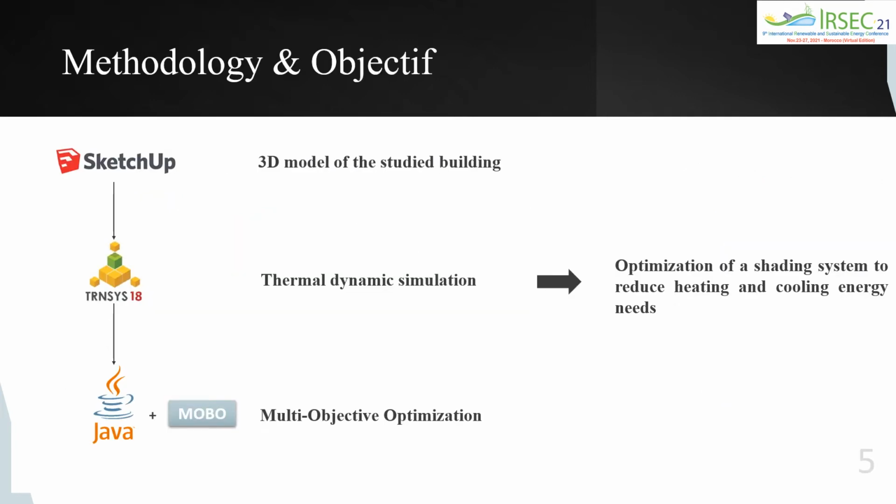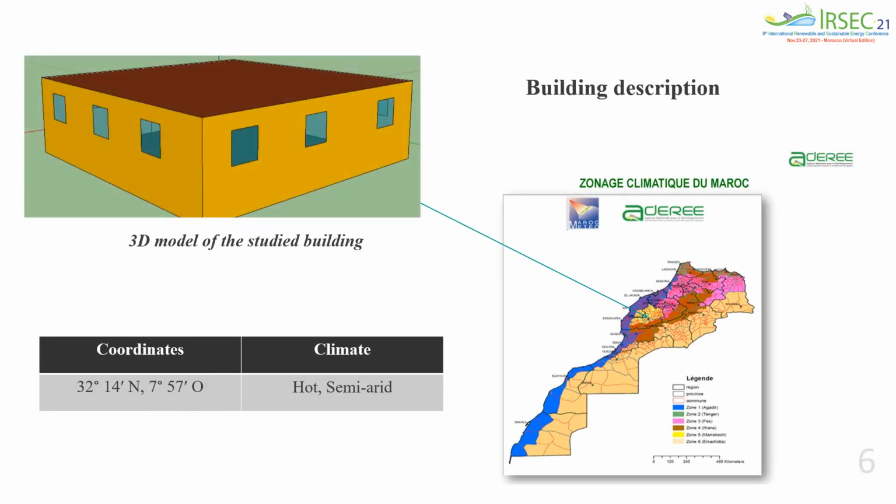Our work presents a methodology combining multi-objective optimization with MOBO and building energy simulation with TRNSYS to optimize the shading coefficient to reduce energy needs of an existing building in Benguerir, Morocco. As I mentioned, we worked on a sample zone located in Benguerir, which in turn is located in the 5th climatic zone, characterized by a hot semi-arid climate.